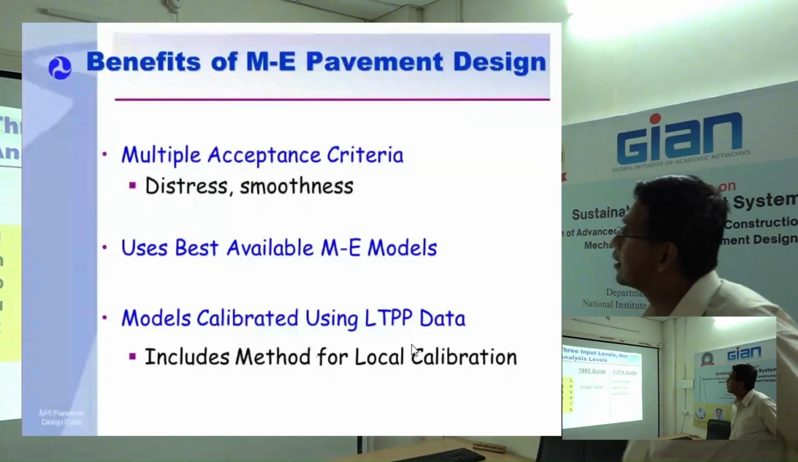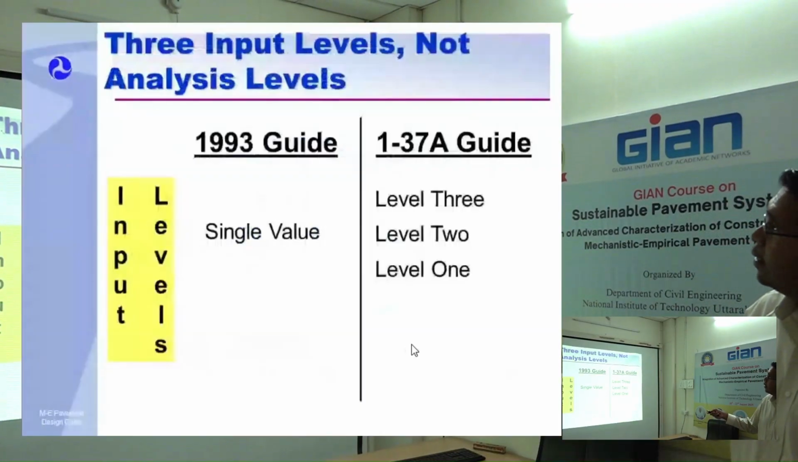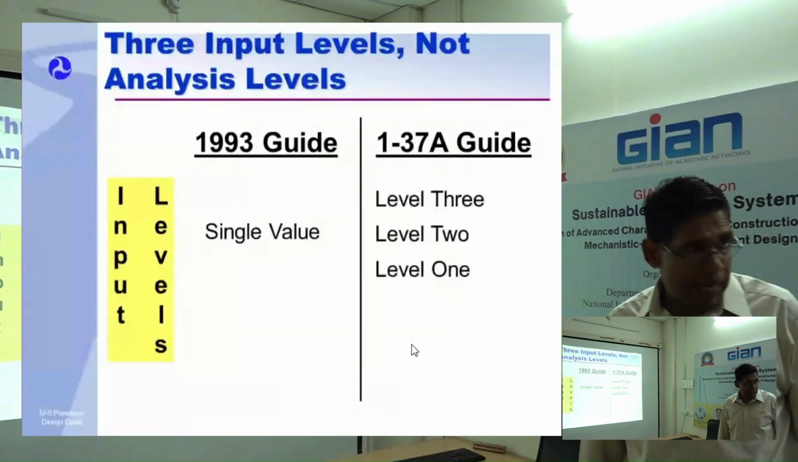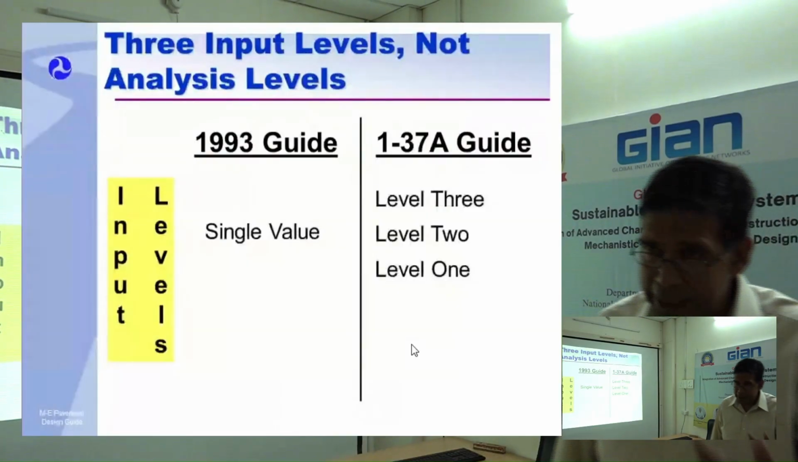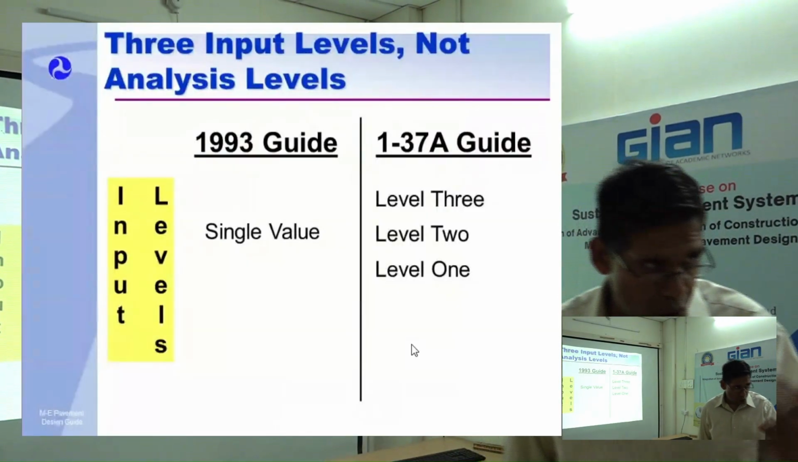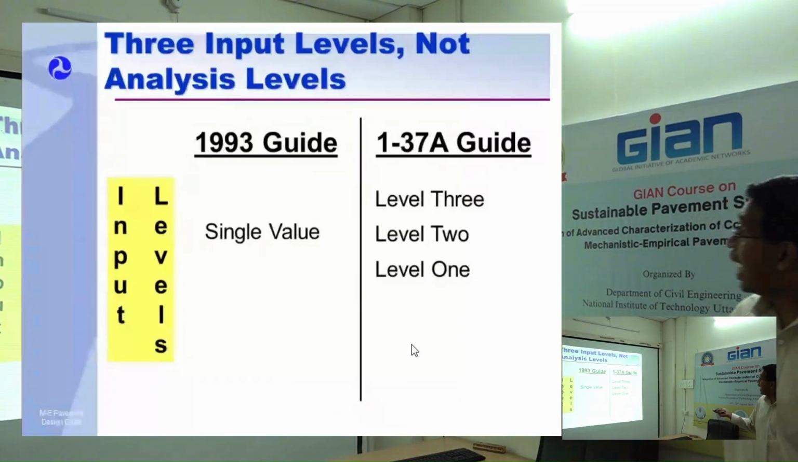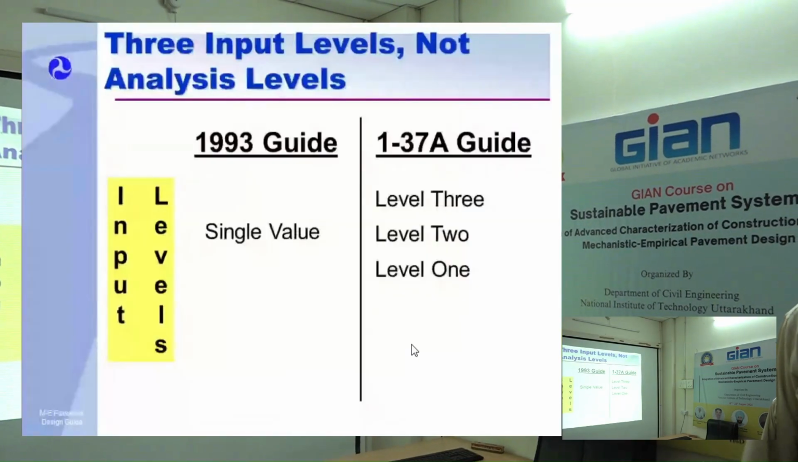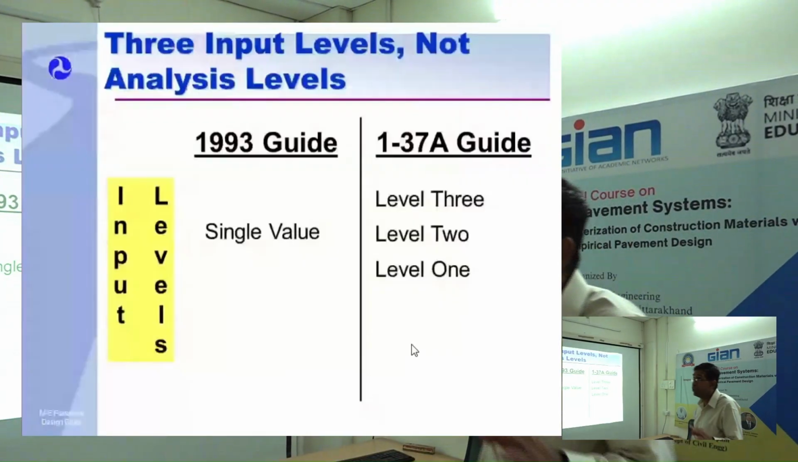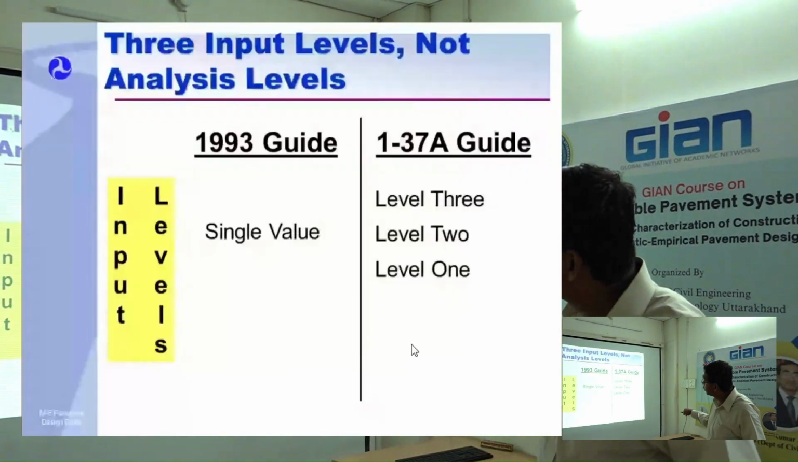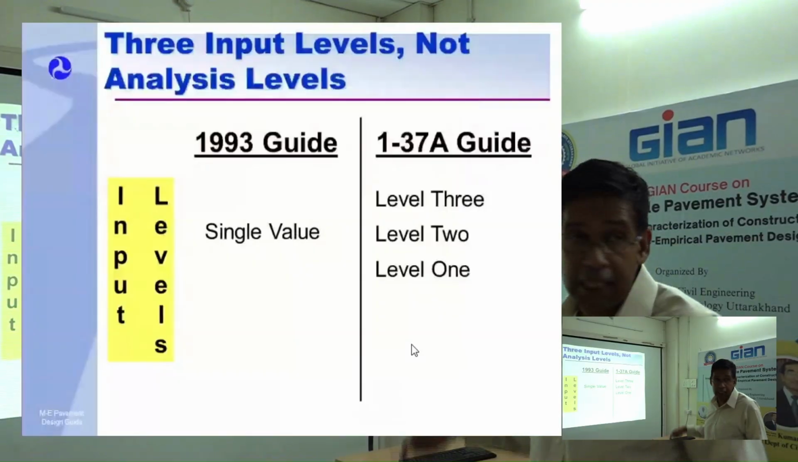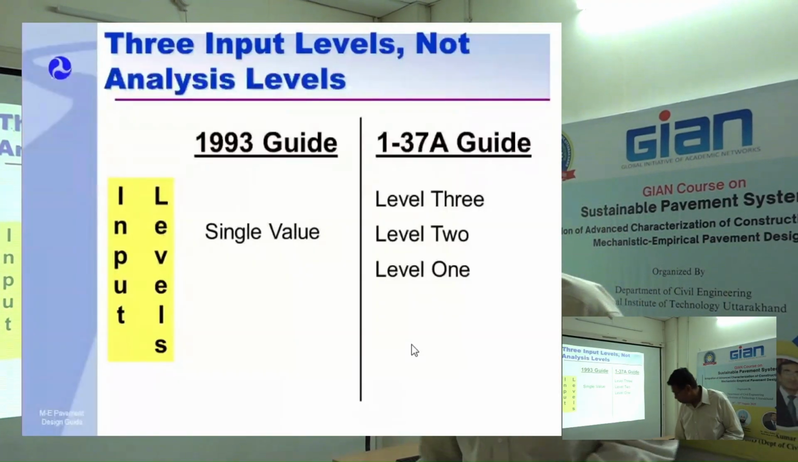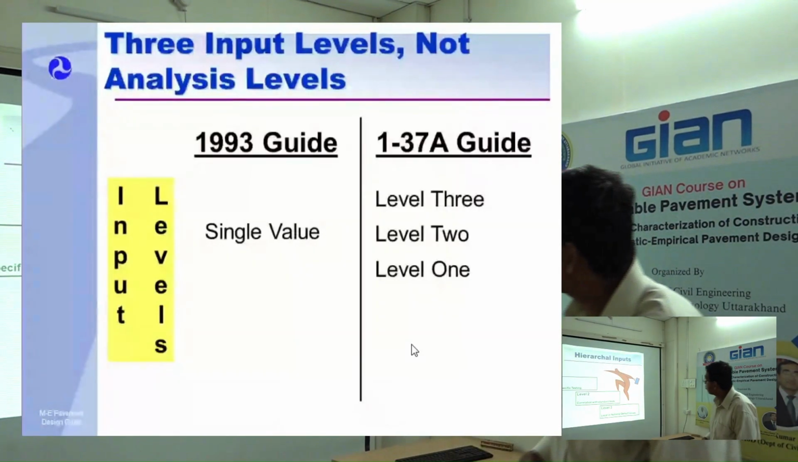All right, let's look at this. The 1993 guide had only one single value, right? A value for structural coefficient, reliability, S naught. You know all these numbers that we covered. In 137A, which is this current guide, there are 3 levels: level 3, level 2, level 1. Depending on how much money you are willing to invest, level 1 is the most sophisticated, level 3 is the least sophisticated. And I'll explain.